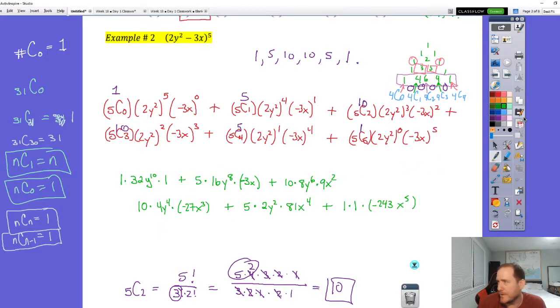So we have what? Let's switch to light blue. We're going to get 32y to the 10th. Then it's going to be minus this term. And it's what? 5 times 16 is 80, times 3 is 240. Yeah, 240. It'll be y to the 8th, x to the 1.